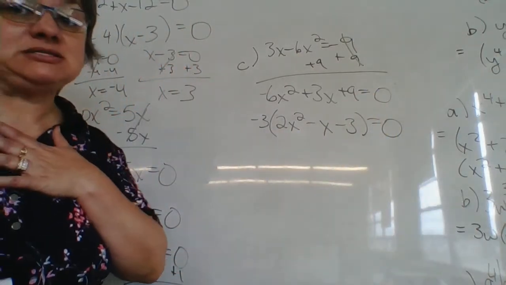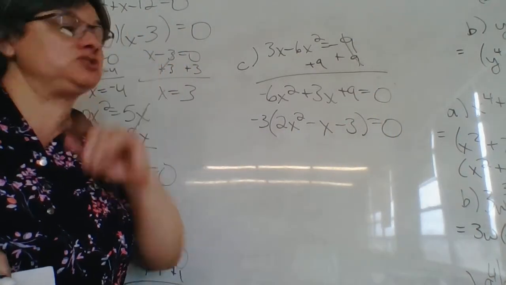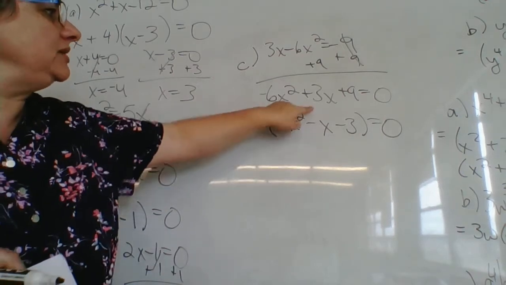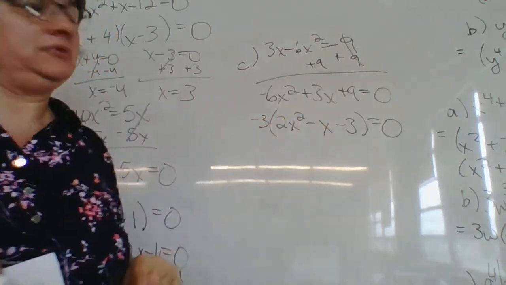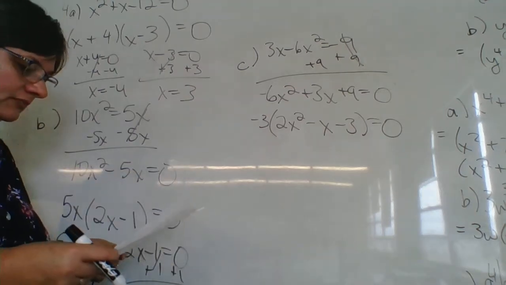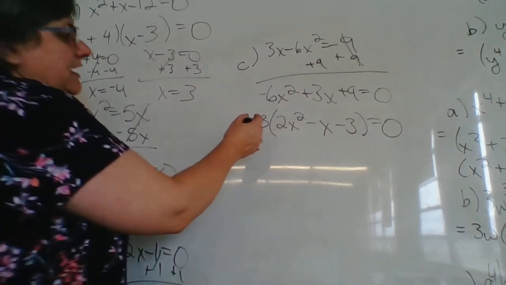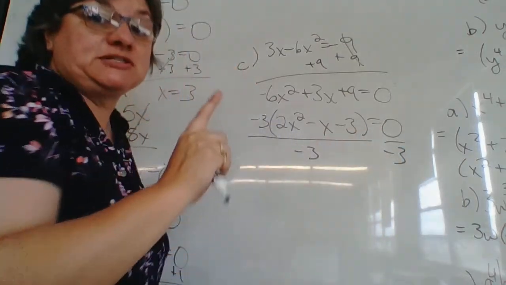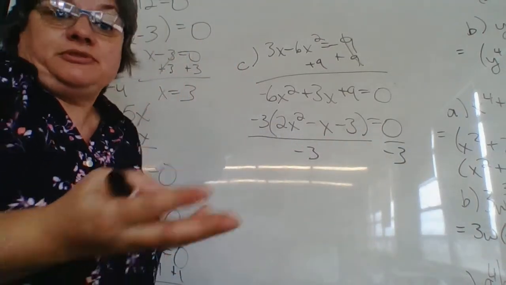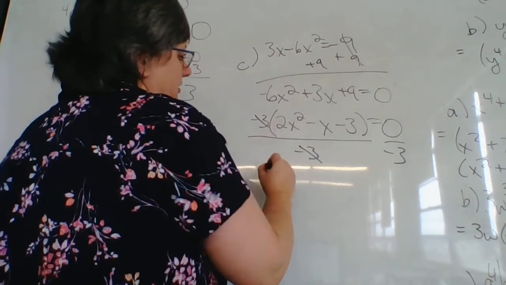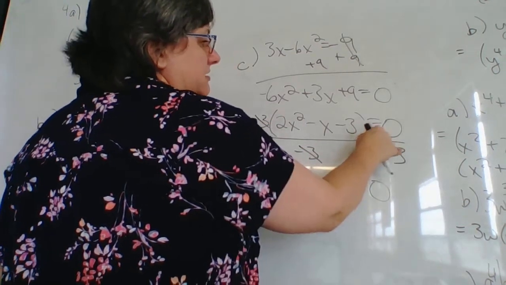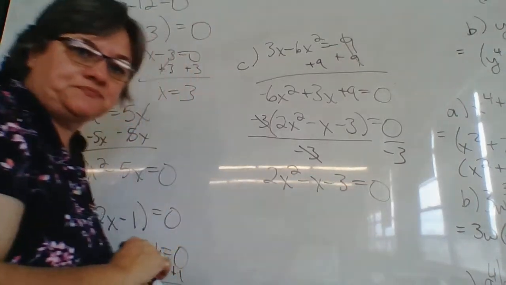Now I might have messed up the negative signs here, so let's try it. That's negative 6x squared plus 3x plus 9. I got it right, okay? Now, I've got this negative 3 over here. I can divide everything by negative 3. If there's a variable with it, you cannot. There's no variable. That's gone. You have 2x squared minus x minus 3 equals 0. 0 divided by anything is still 0.